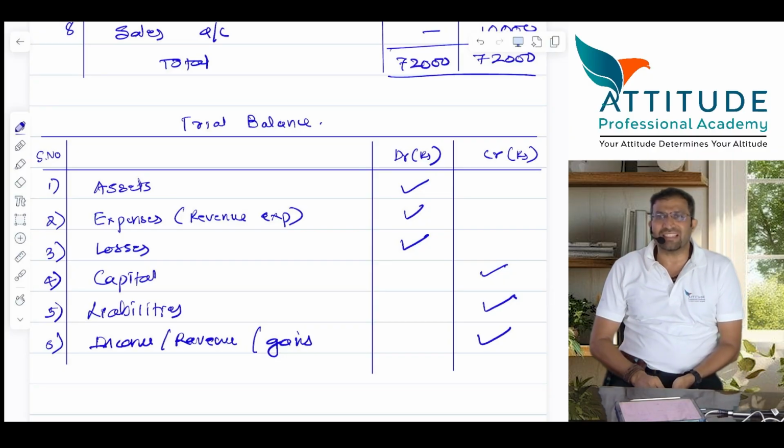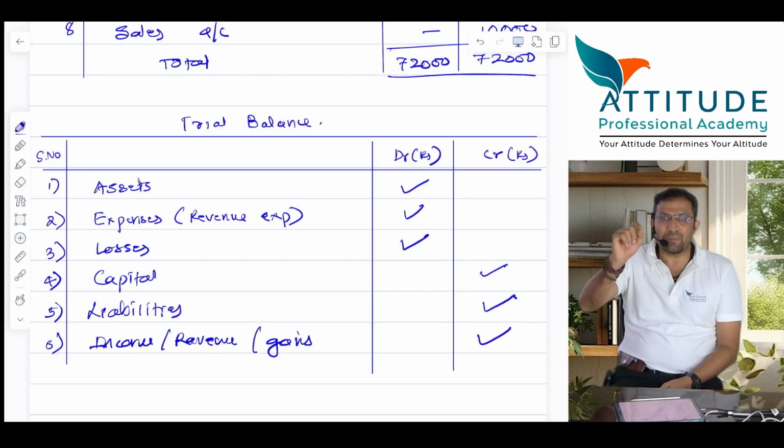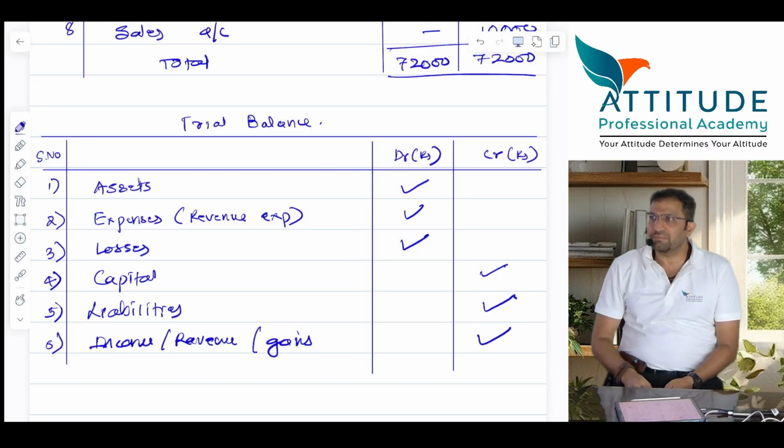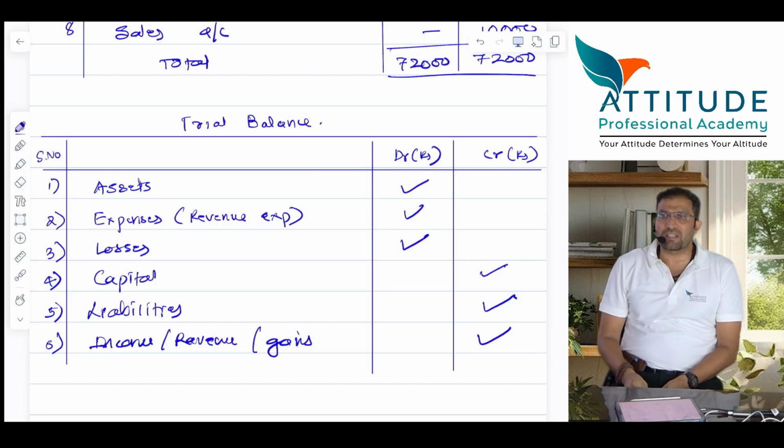All assets, expenses, losses will show debit balance. All capital, liability, income, revenue will show credit balance. You always have to remember this. Is that clear? Now I'll ask you a question. You have to first tell me where it will fall and whether it is debit or credit. Okay? Land and building used for business. Asset debit, that is how you have to say it. Asset debit balance. Is that clear? Plant and machinery.